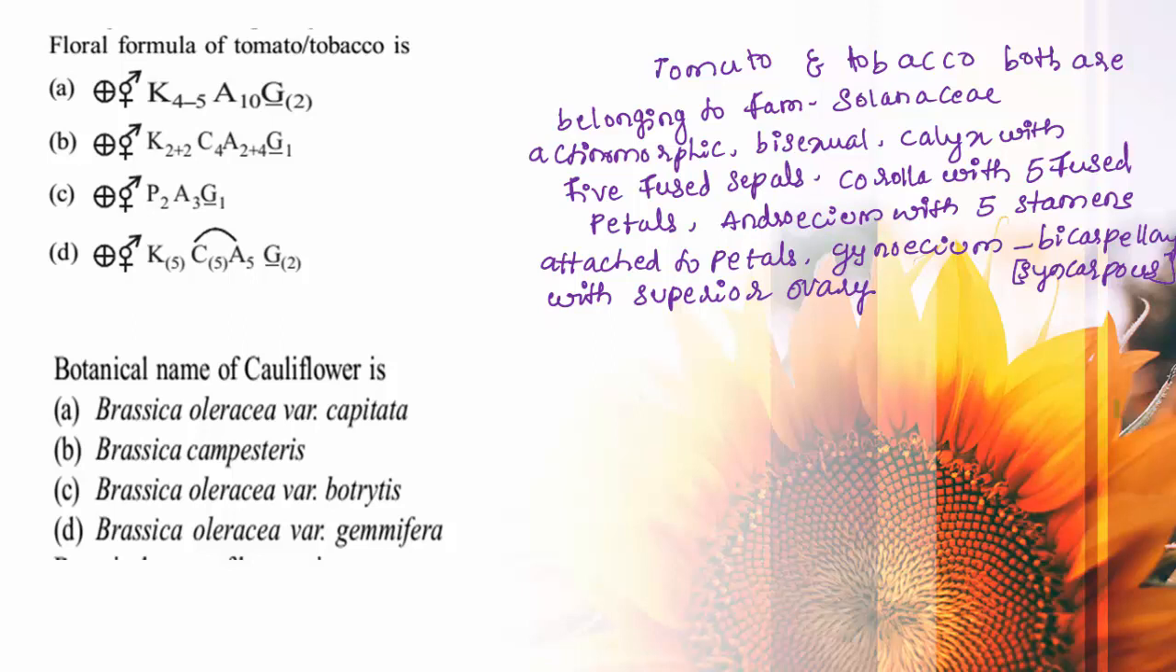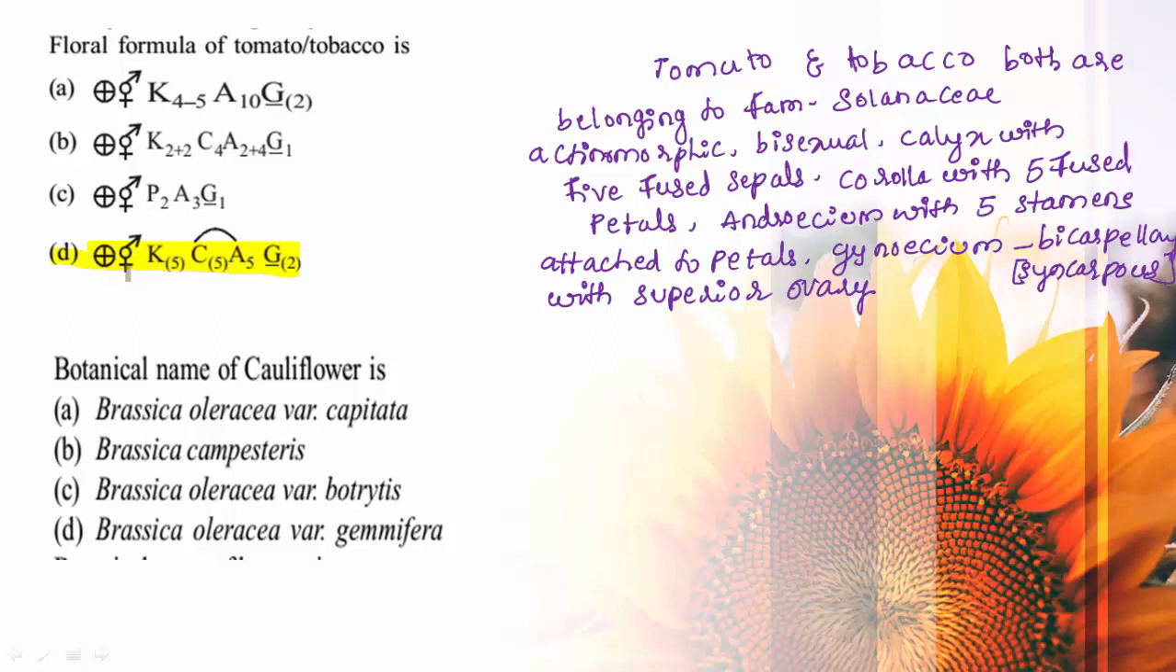Petals as well as sepals. Sepals are also in the fused condition. Petals are also in the fused condition, and the stamens are attached to the petal. So where you can find this arrangement in the form of floral formula? It is option D. So what are the symbols? The symbols given in this floral formula explains. First symbol, it is actinomorphic.